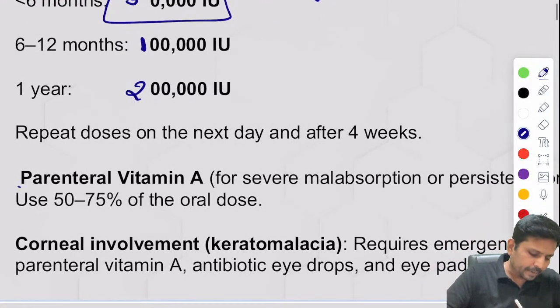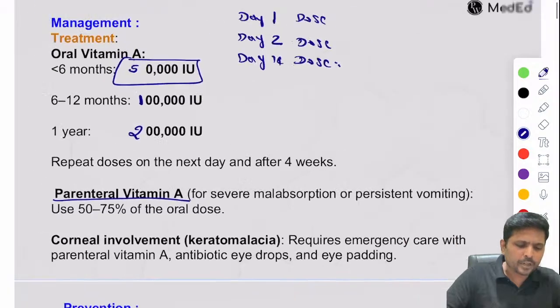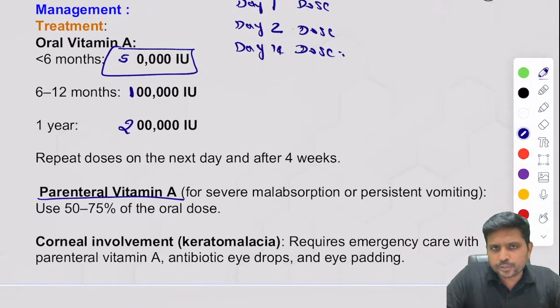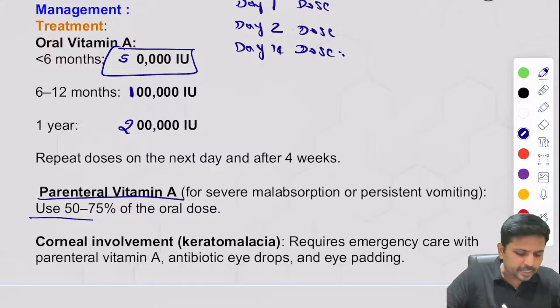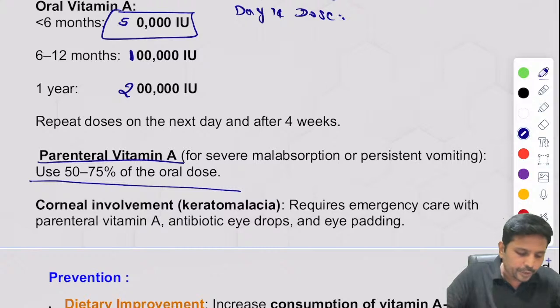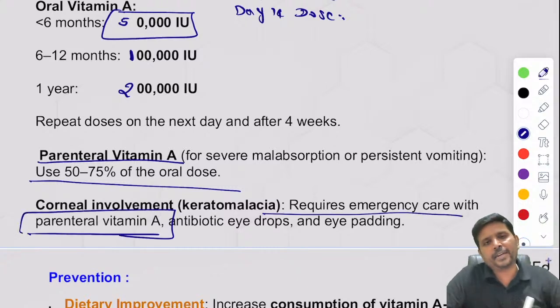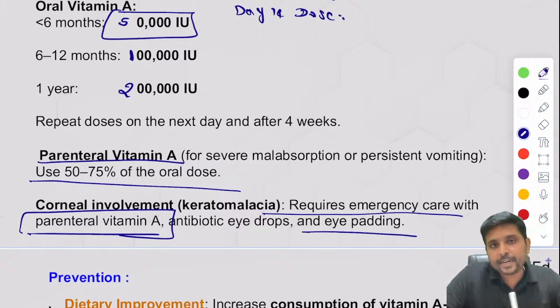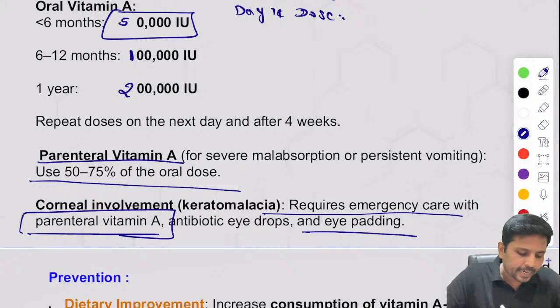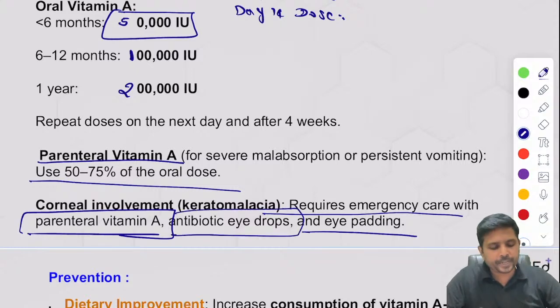Parenteral administration of vitamin A can also be done in cases associated with severe vomiting or malabsorption, because it will not be absorbed. Corneal involvement, as I told you already, requires emergency care with parenteral vitamin A rather than oral vitamin A, along with eye padding to prevent eye ulcers, and antibiotic eye drops should be given.